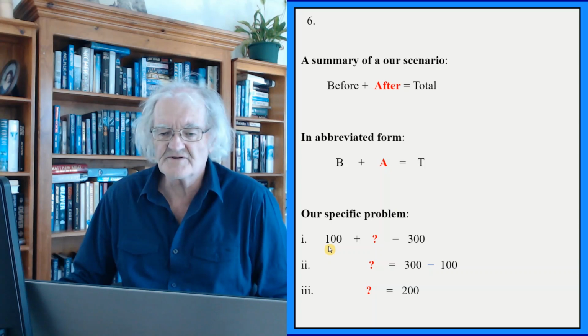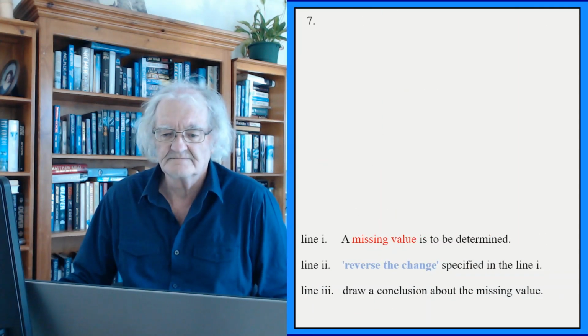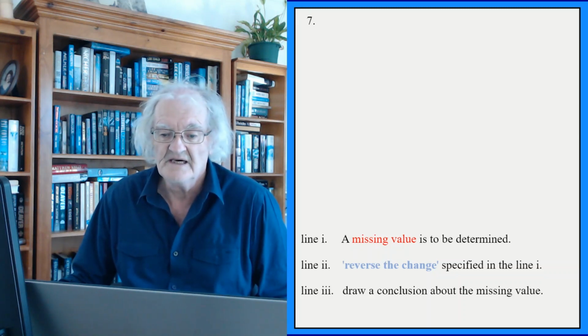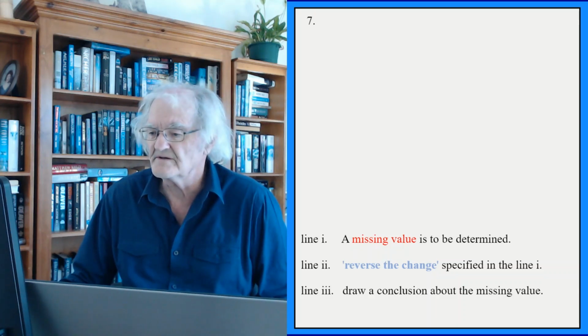So our calculation, a statement of what has happened, isolate the unknown, and draw a conclusion. In line 1, a missing value is to be determined. In line 2, we reverse the change specified in line 1. And line 3, draw a conclusion about the missing value.